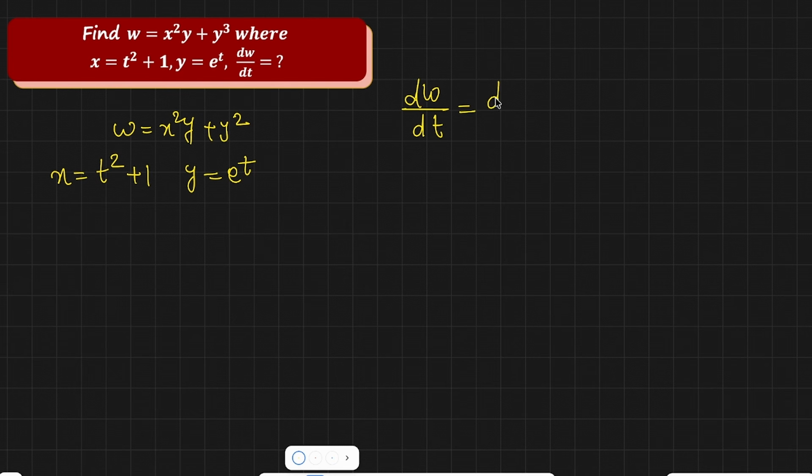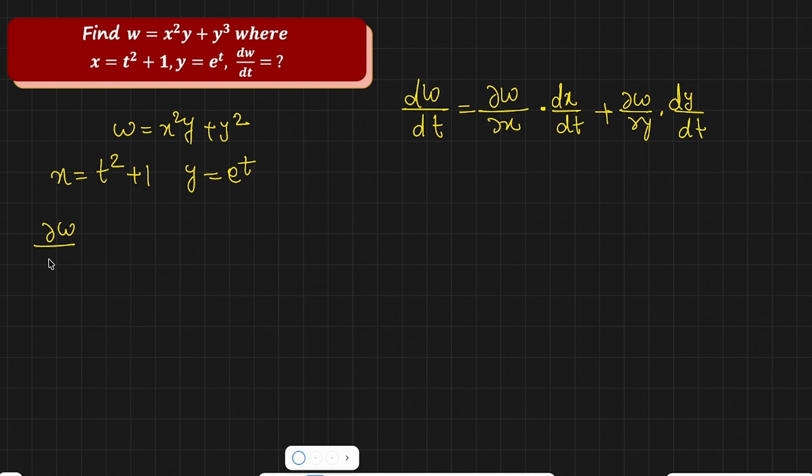So what is the formula? dw by dt equals partial derivative of w with respect to x, because w is depending on x and y, into dx by dt, since x is depending only on t, plus partial derivative of w with respect to y into dy by dt, since y is depending only on t. Now find the partial derivative with respect to x. That is 2xy plus 0. The partial derivative with respect to y will be x square plus 2y.